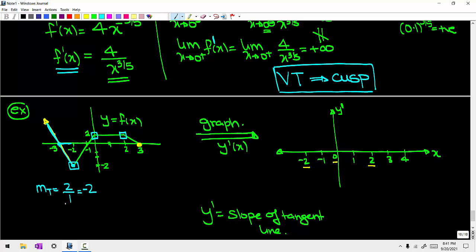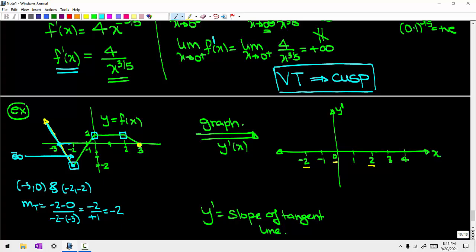Or you can also do it this way if you don't see that. This point here is (-3, 0). And this point down here is (-2, -2). So if you do rise over the run, we get (-2 minus 0) divided by (-2 minus -3). So we get -2 over +1, which gives you -2. So from negative infinity to -2, this line will have a slope of -2.